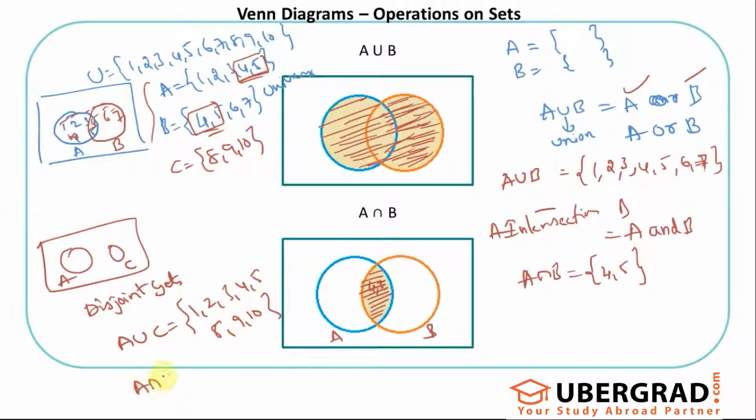A intersection C will be a null set, and there will be nothing in this because they are not touching each other. There is no common element. You see, 1, 2, 3, 4, 5 are not repeating in C, and 8, 9, 10 are not repeating in A. That's why it's basically a null set. A intersection C is null. That's why these are called disjoint sets.